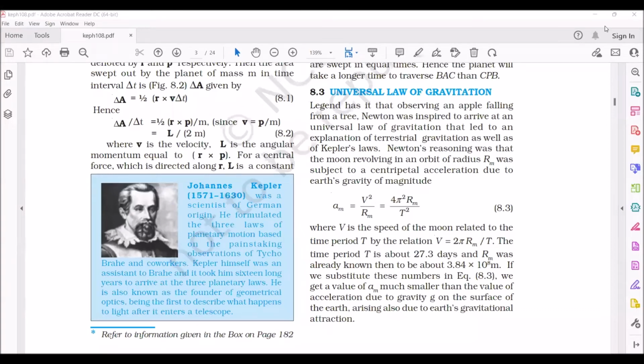Now we are discussing the universal law of gravitation. Newton was thinking about the reason for the falling of an apple from a tree. While he was thinking to give the answer for that question, he came up with the universal law of gravitation.